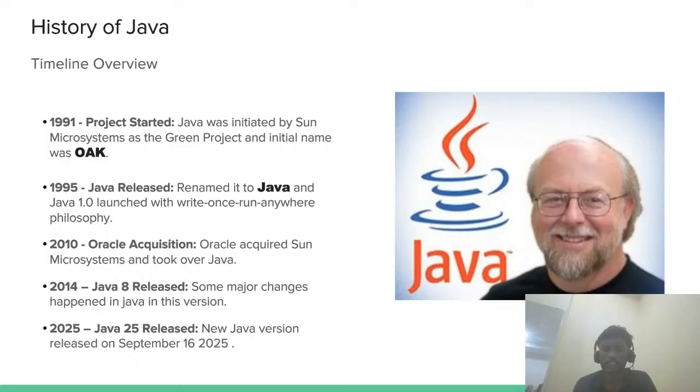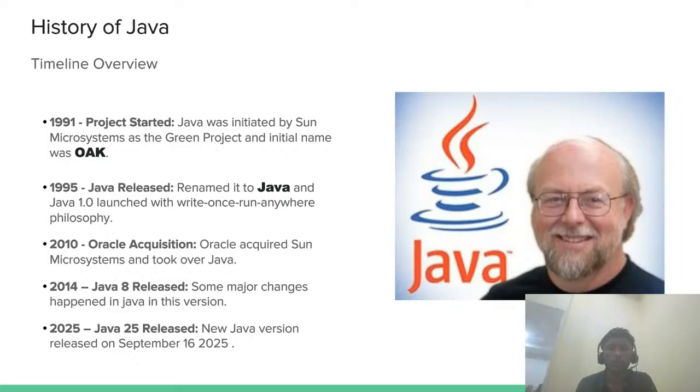So they started using this name Oak. They gave Java as Oak, and the person who initiated this was James Gosling. He was at Sun Microsystems. After that, Java was launched.